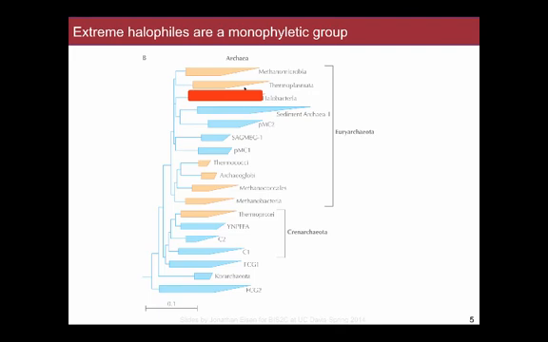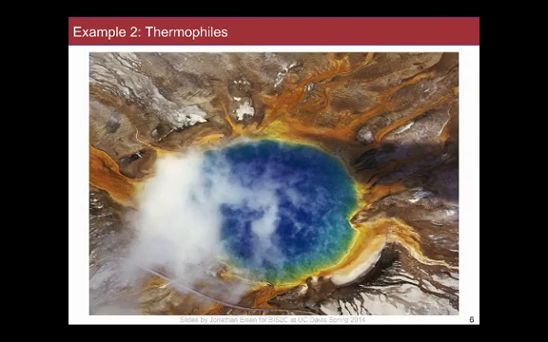There's a little bit of discussion of this lineage in chapter 26. But in theory, the extreme halophiles could have come from all over the archaea and bacteria and other groups. And it's interesting that this adaptation has basically only occurred once in evolution. There's just one monophyletic group.